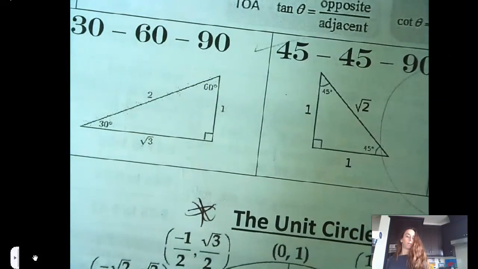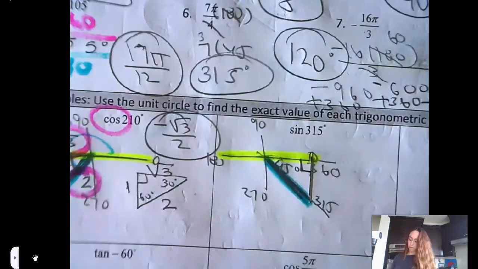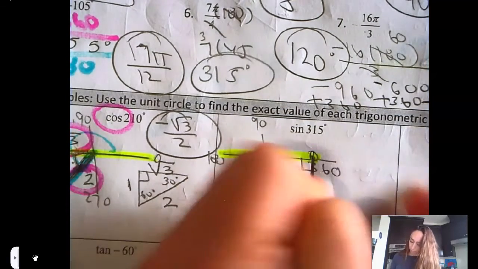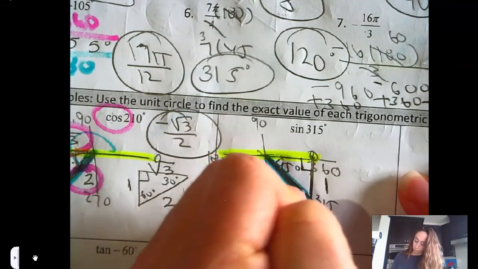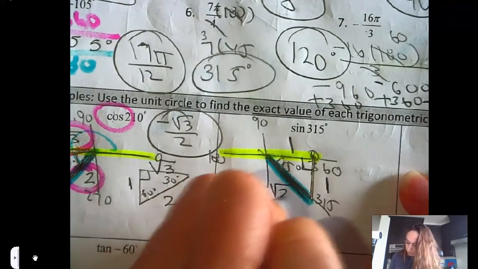And remember, on that first page above the unit circle, I have my 30-60-90s and 45-45-90s? That's the reason. Oh, and here's my radian to degree and my degree to radian. Okay, so now let's go back here. If that's 45, what's across from the 45? 1. What's across from the other 45? 1. What's the hypotenuse? Rad 2.